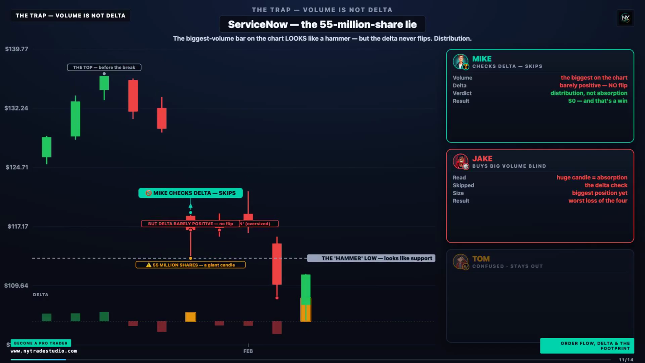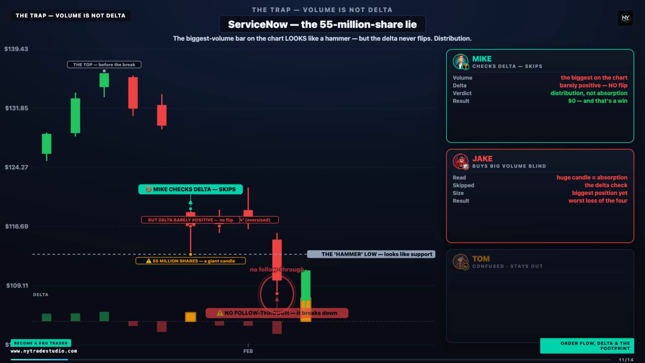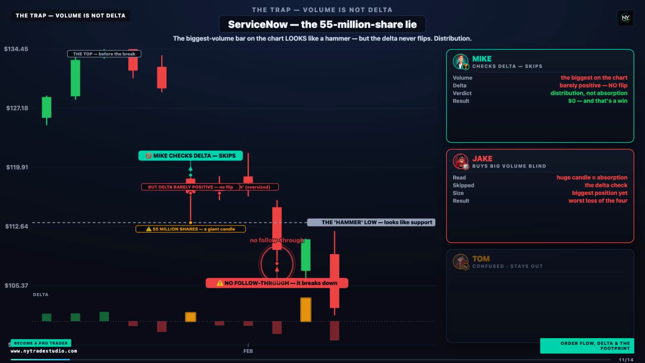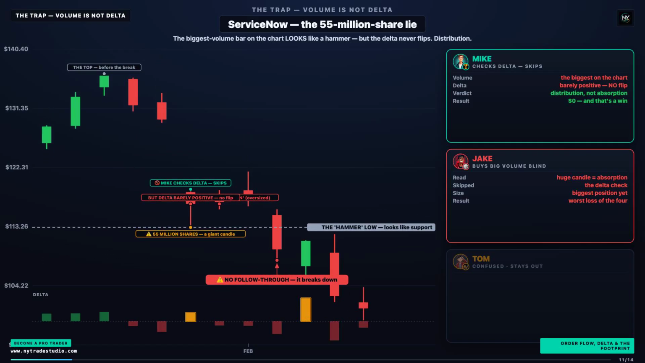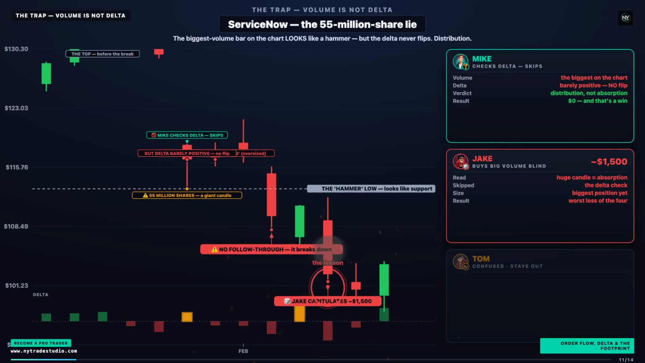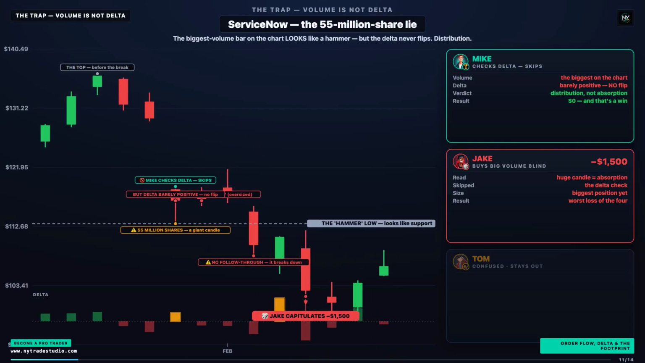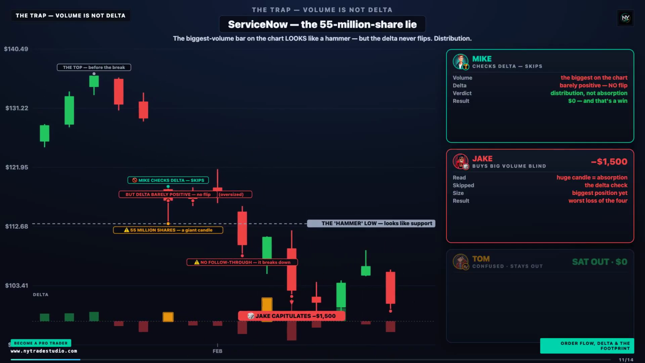There is no follow through. The very next sessions it just keeps falling, through the hammer low like it was never there, down toward 100. Jake holds, sure the bottom is in, and finally dumps it in disgust near the lows for the worst loss of the 4. Tom, for once, is saved by his own delay and stays out.